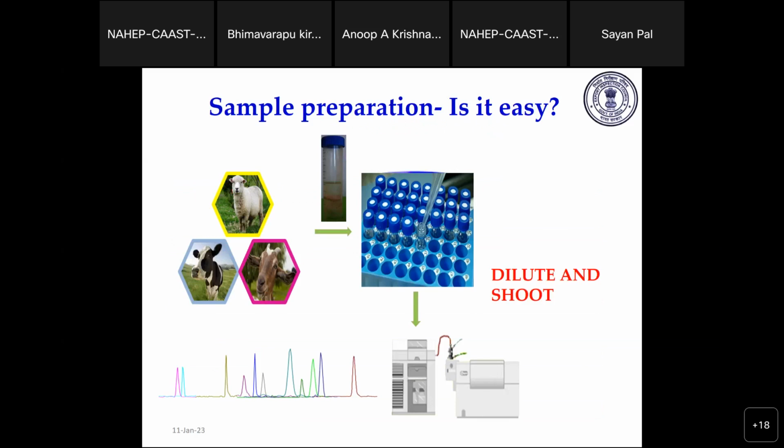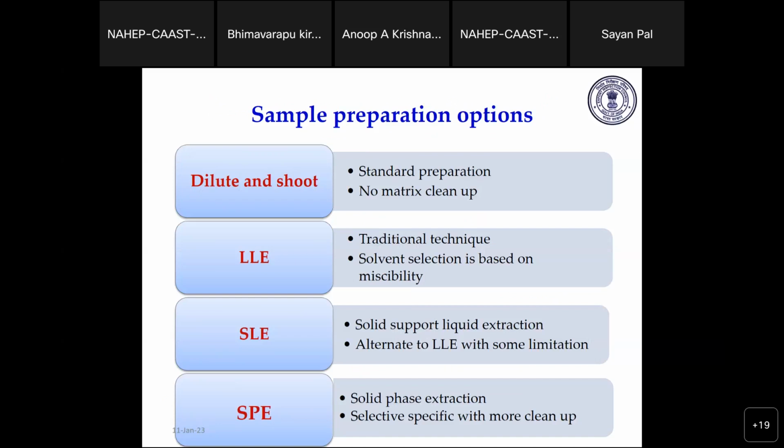But it is not the scenario nowadays, because once you are treating animal origin products where fat content is there, lipids are there, and many other associated interferences are there, we have to have a proper extraction and a cleanup procedure. So dilute and shoot, liquid extraction, solid liquid extraction, and solid phase extraction. These are the different types of extraction presently available globally and presently being adopted for antibiotic residue analysis.